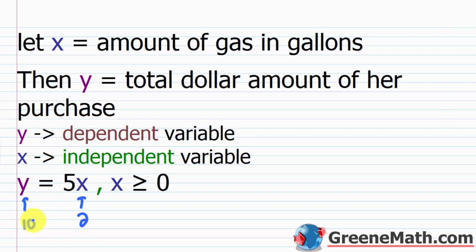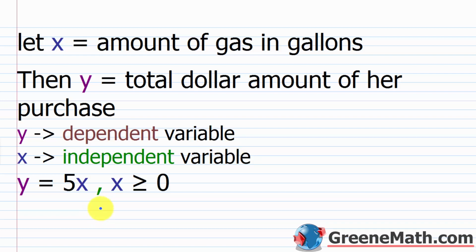Now, there's a couple of things that I have related to this. First, I've said that y is the dependent variable, and I've said that x is the independent variable. What do those two terms mean? Y is the dependent variable because it depends on her choice of x, right? The independent variable is something she chooses. The dependent variable is something that comes as a result of her choice.